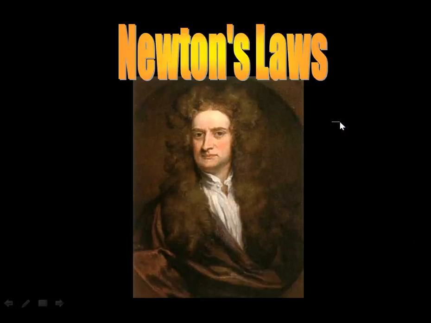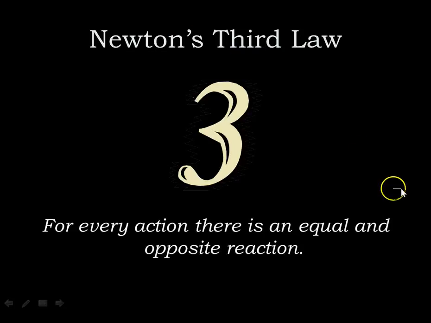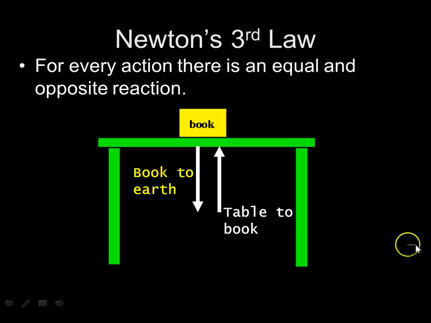So we're going to do Newton's third law now. For every action, there's an equal and opposite reaction. So take a look at this book on the table. We know the book is being pulled down to earth. We know that because it's not floating around, right? So that's gravity pushing down. But we also may not realize the table's pushing back on the book. And we know that because the book is not being pulled through the table.